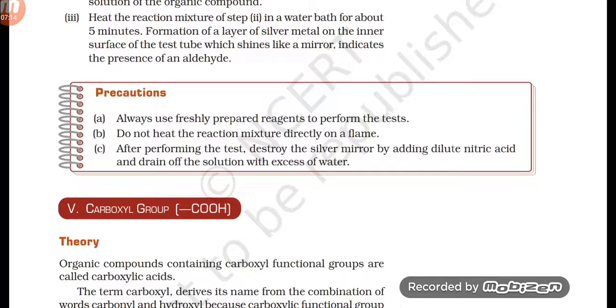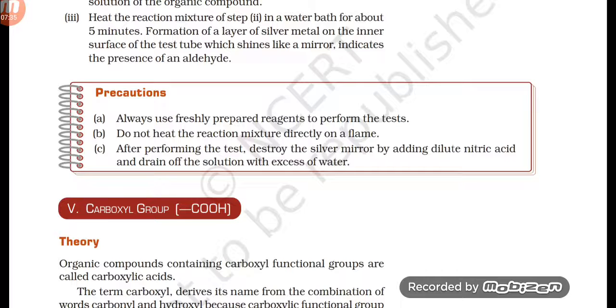What are the precautions? The first thing is that you should always use freshly prepared reagents to perform this test. Do not heat the reaction mixture directly on the flame. Use a water bath. After performing the test, destroy the silver mirror by adding dilute nitric acid and drain off the solution with excess of water.